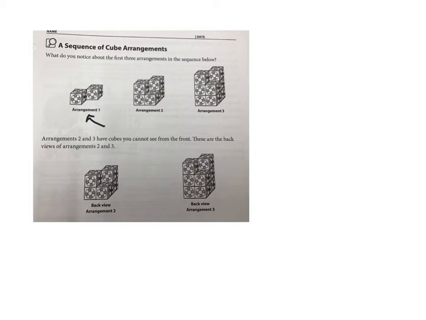Now, arrangements 2 and 3, we have 2 different views. So for arrangement 2, they want to show you that there's another layer, but they want to show you the back view so that you can see what it looks like back behind those 2 cubes on the top. Same then for arrangement number 3.